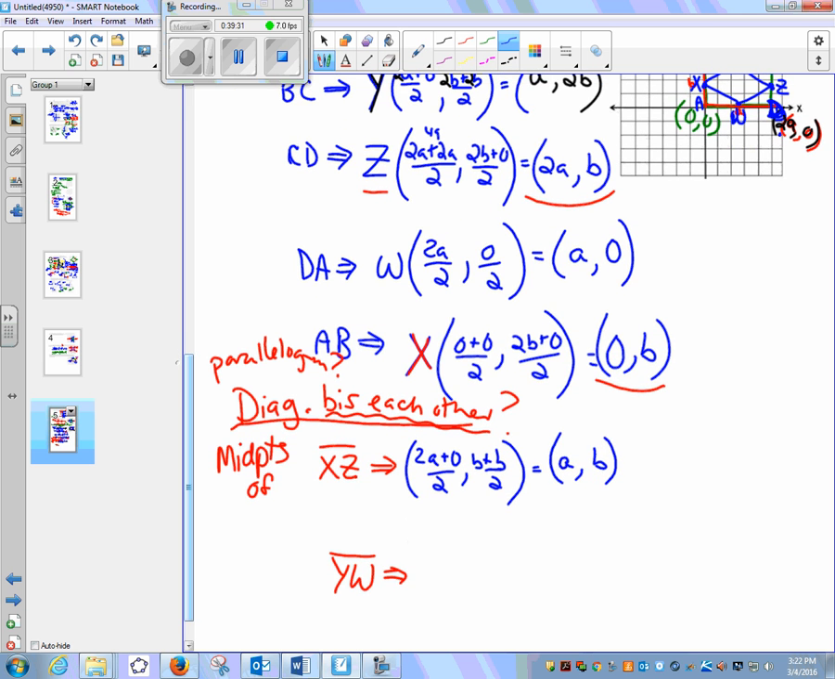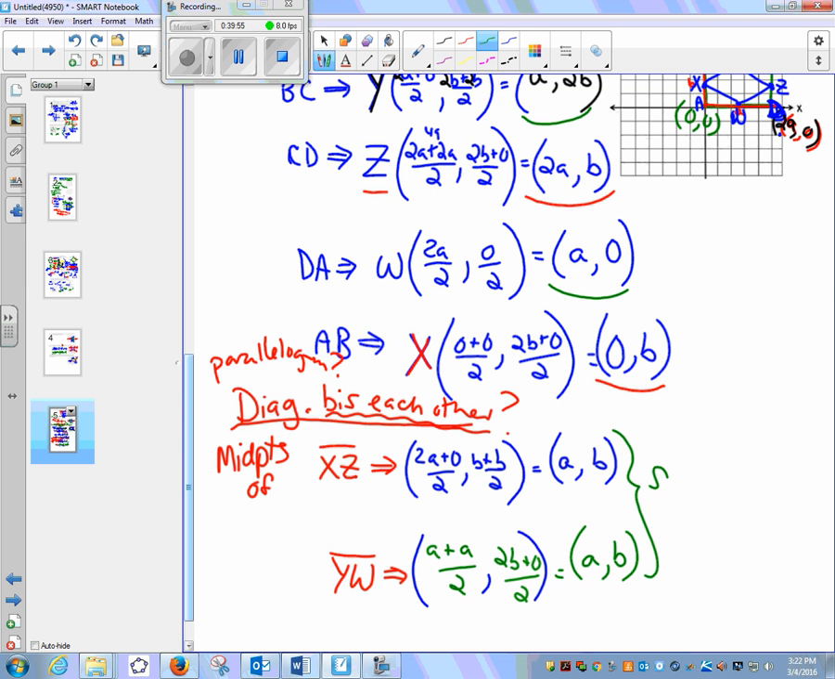Let's do the other one and see if it's the same. If it's the same, we know they bisect each other. So now we're using this set of coordinates. Again, we're going to add the x's and add the y's, divide by 2. We get 2A over 2, which is A, and 2B over 2, which is B. So, same midpoint. So, diagonals bisect each other. Therefore, this is a parallelogram.